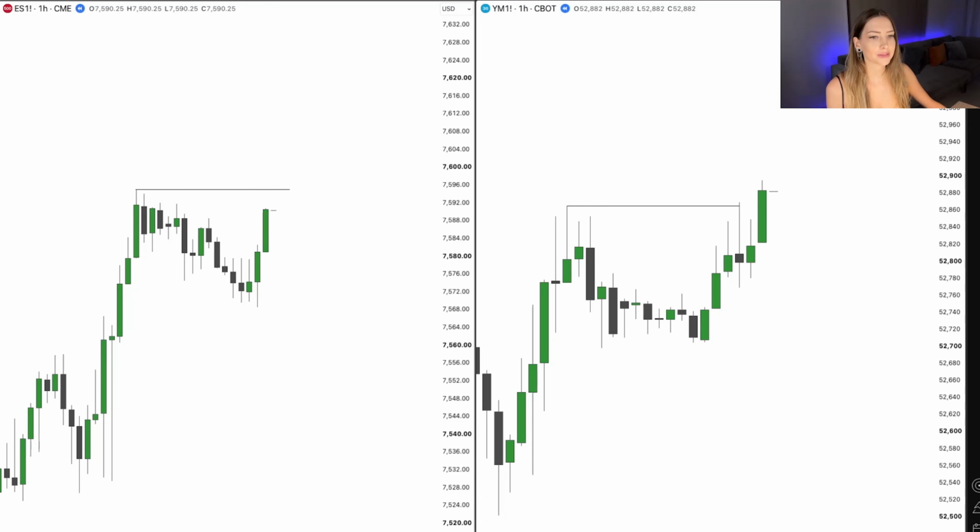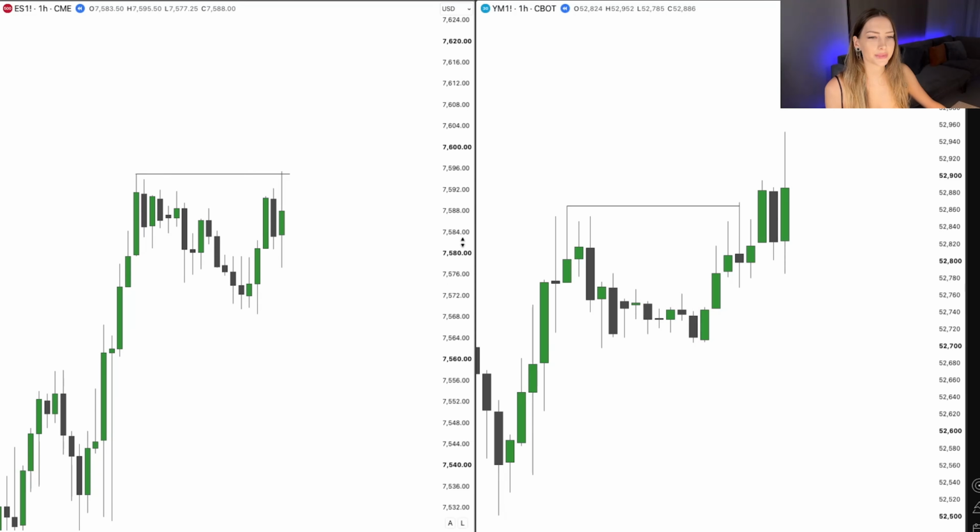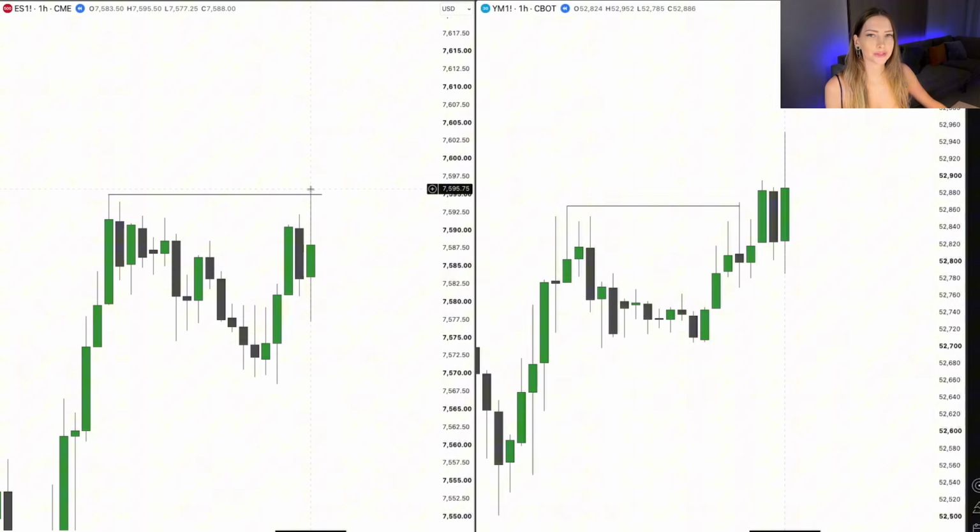So what happened next is that we are going to break this SMT. As you can see, now ES reached the high and now it's not an SMT anymore. So this is why I was not comfortable shorting this one because it was just too close.